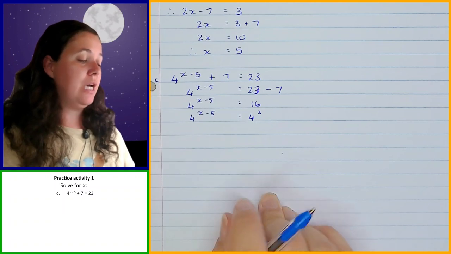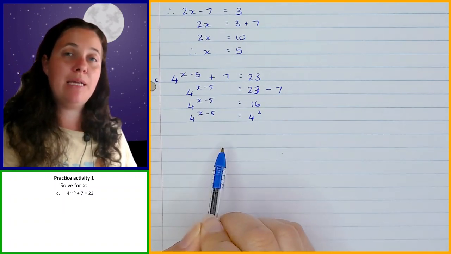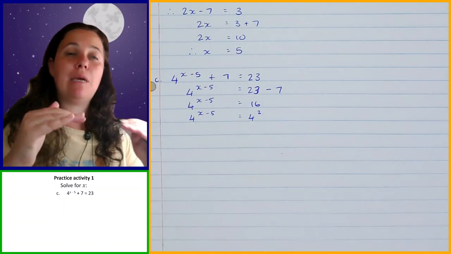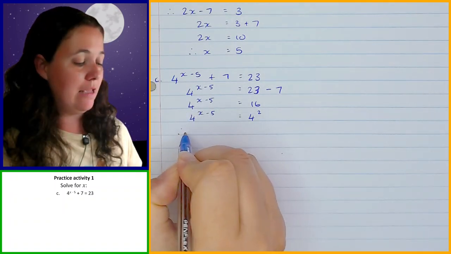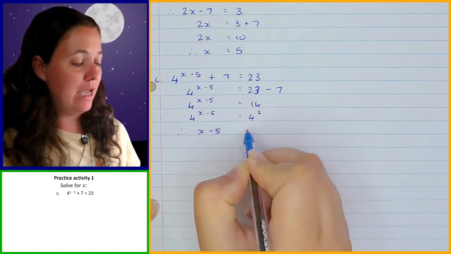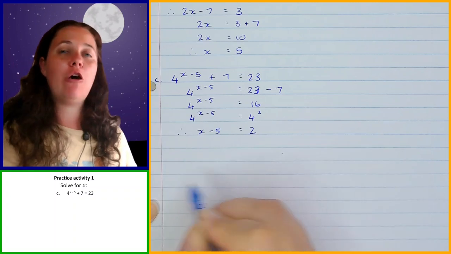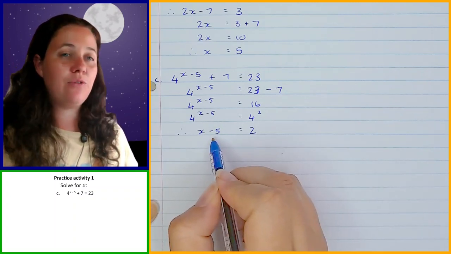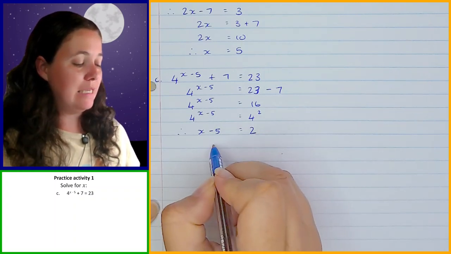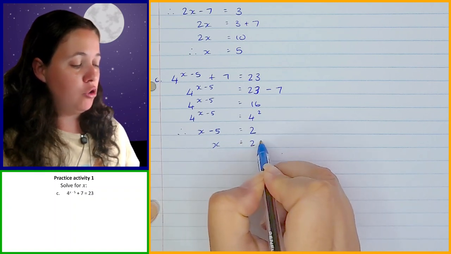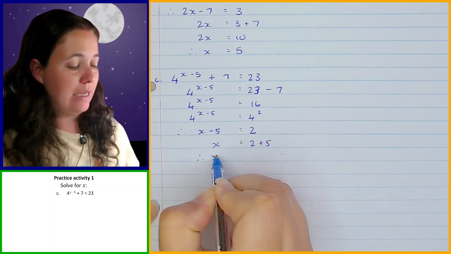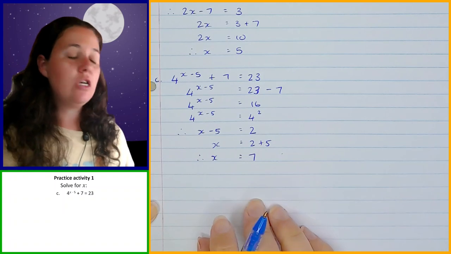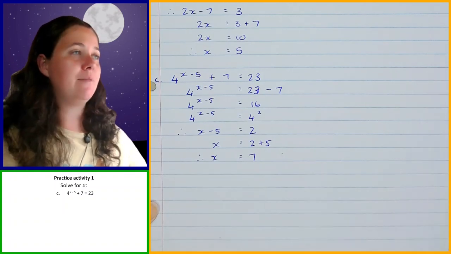Okay, so now, because I've got the same bases, I can drop those bases and make the exponents equal to each other. So then I can say, therefore, x minus 5 is equal to 2. And now I can finish solving by taking this 5 and getting rid of it by adding on both sides. So I have x equals 2 plus 5. So therefore, x is equal to 7. So that's what you should have got for question C.